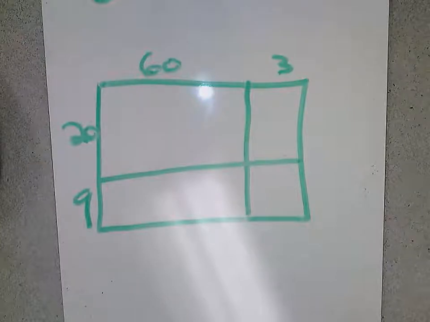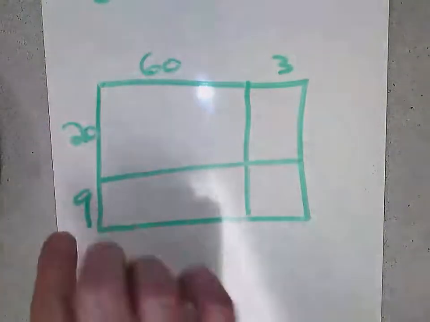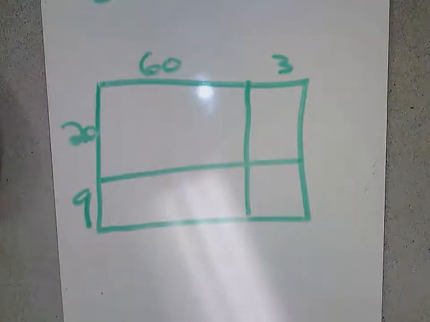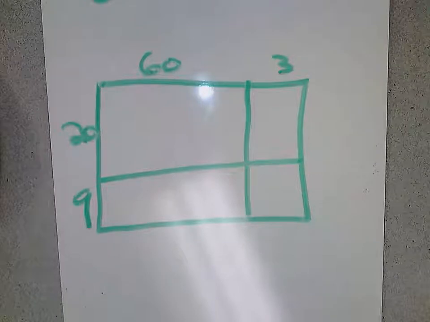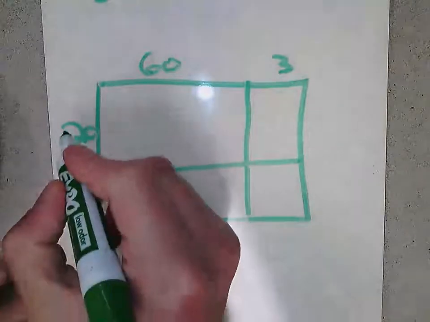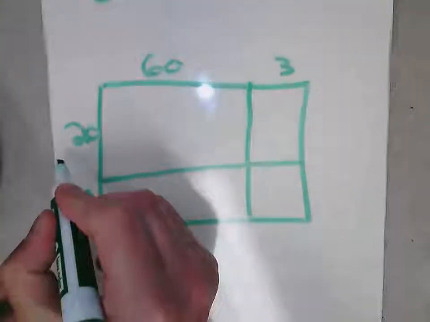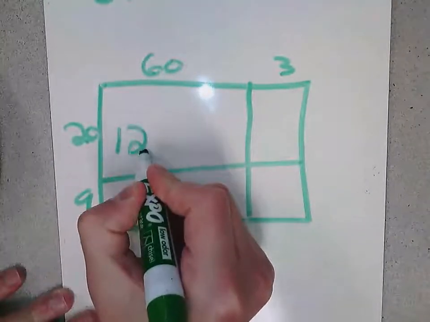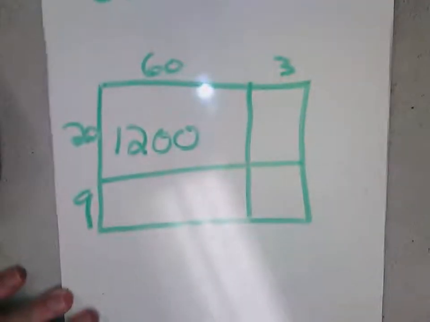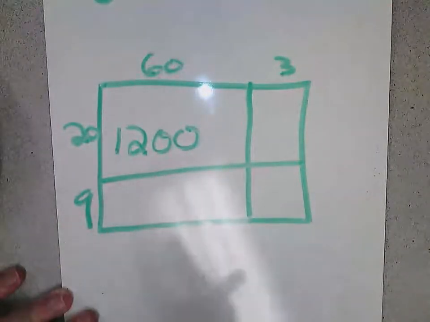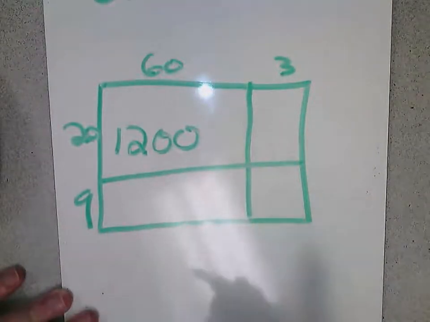Now notice, it wouldn't work if it was 60 and 20 and 9 and 3. You need to have one number split into expanded form, labeling one side. Okay, so this is 63 times 29. And from here, we multiply where they cross, get our partial products, and add them together. So 20 times 60 is the same thing as 2 times 6, or 12. Tens, tens, so 1,200.